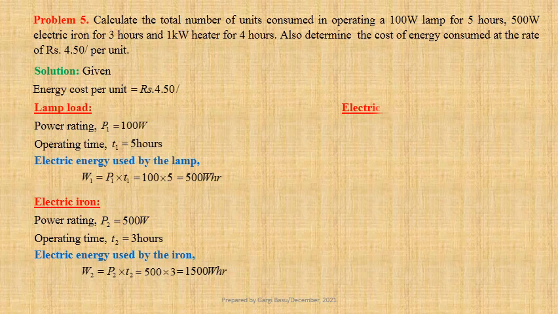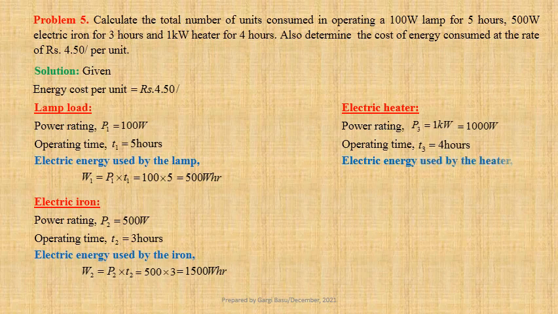For electric heater, given power rating P3 equals 1 kilowatt, that is equal to 1000 watts, and operating time T3 equals 4 hours. Electric energy used by the heater W3 equals P3 into T3. Using values we get 1000 into 4, that is equal to 4000 watt hours.